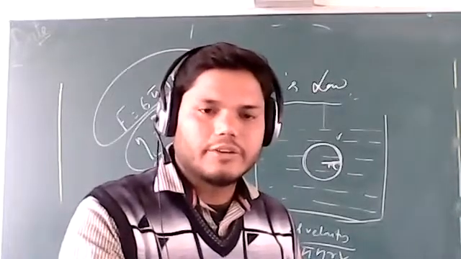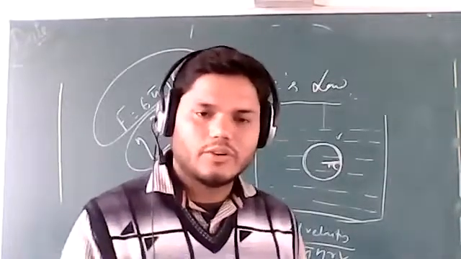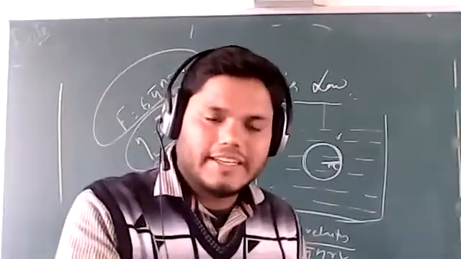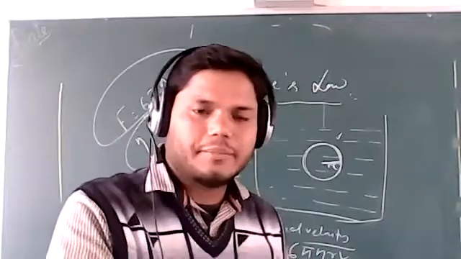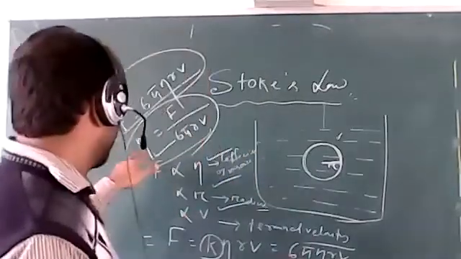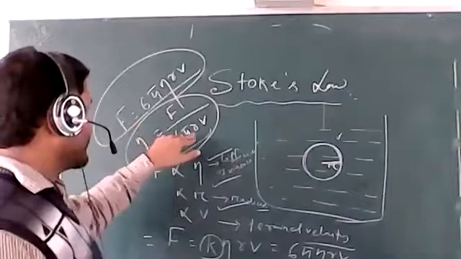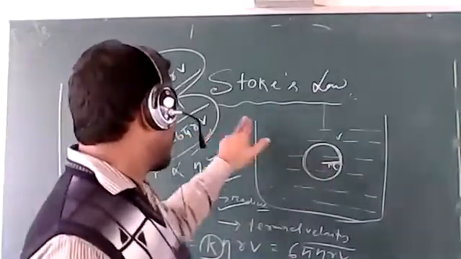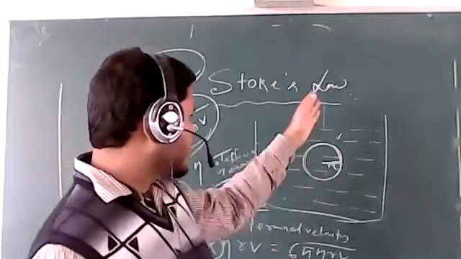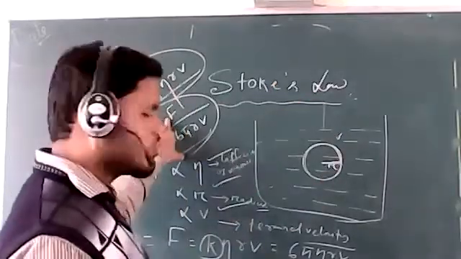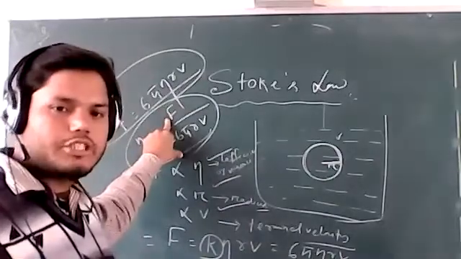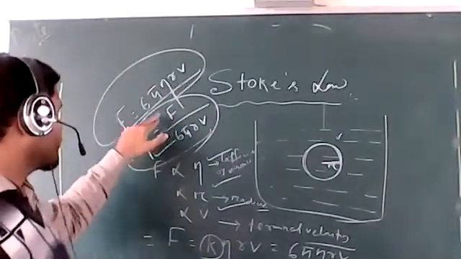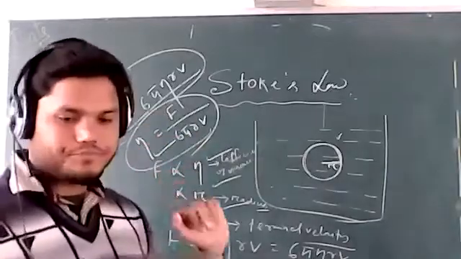Medium means whatever liquid the spherical body is falling in. We can find out the coefficient of viscosity of that liquid by the formula eta equal to F upon 6 pi r v. If you know the radius of the spherical ball, the velocity with which it is falling, and also the viscous force, then we can find out eta from that formula.